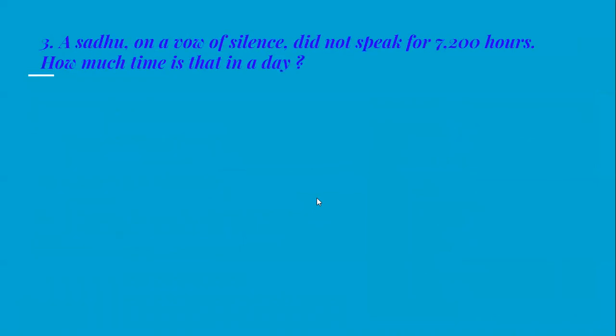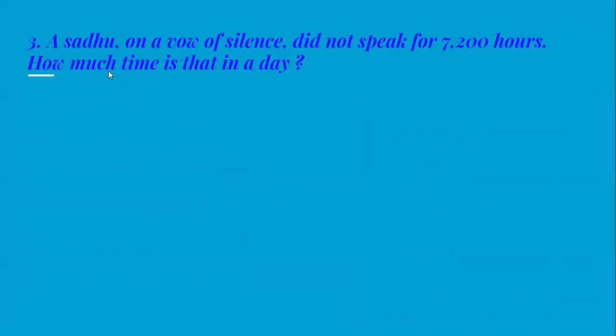The next sum is sum number 3. A sadhu on a vow of silence did not speak for 7200 hours. How much time is that in days? Means time when a sadhu didn't speak, that is 7200 hours. The time is given in hours and we have to convert it into days. In 1 day there are 24 hours. Day is bigger unit. We have to make bigger unit. So divide this number by 24. We will get the answer in days.